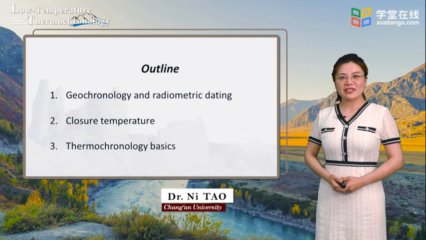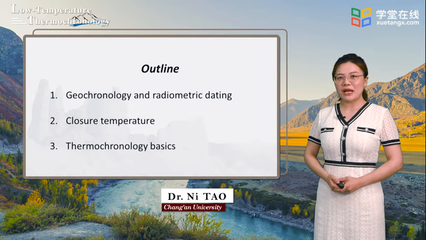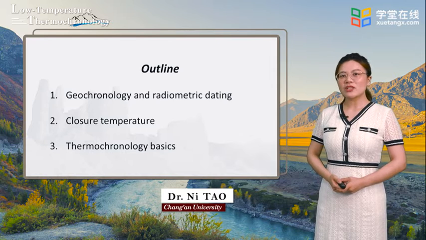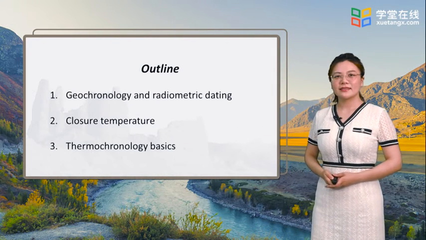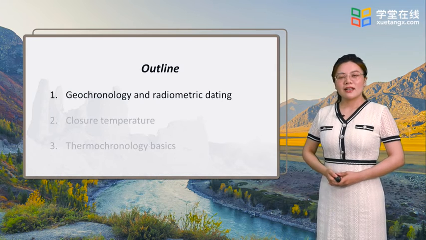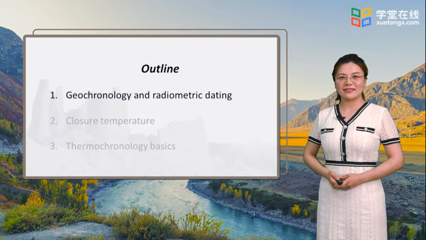There are 3 sections in chapter 2, including 1. Geochronology and radiometric dating. 2. What is closure temperature? And 3. Thermochronology basics. First, let's start with going through some key terms in geochronology and radiometric dating.